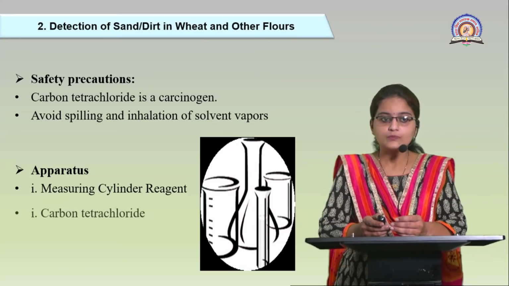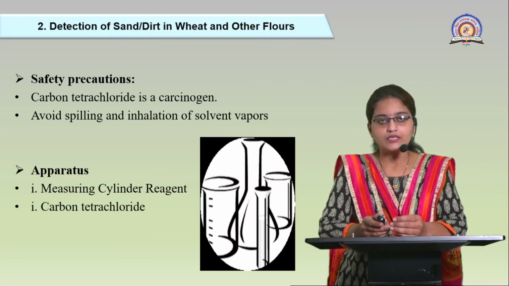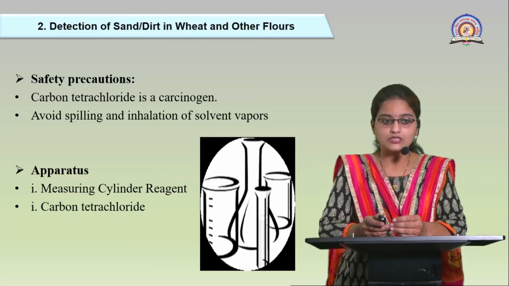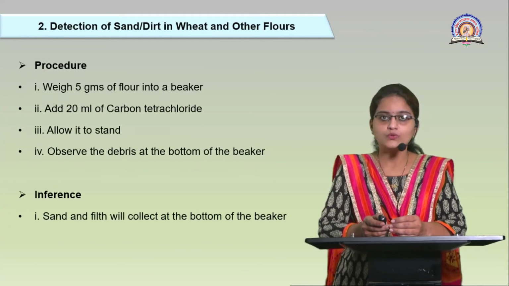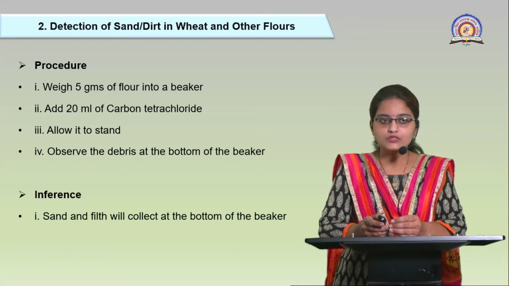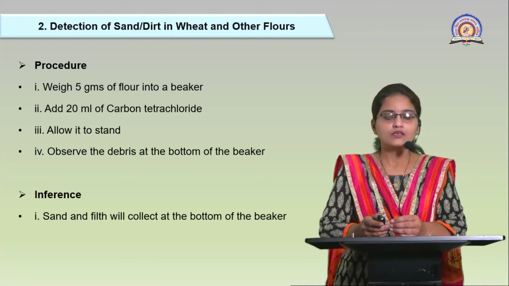There are a few apparatus needed for the detection of sand and dirt, which involve a measuring cylinder and the reagent carbon tetrachloride. Now let's move towards the procedure. First of all, weigh 5 grams of the sample or wheat flour in a beaker.